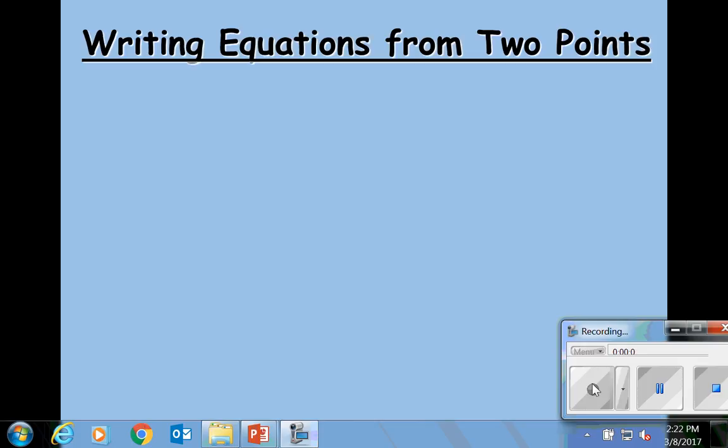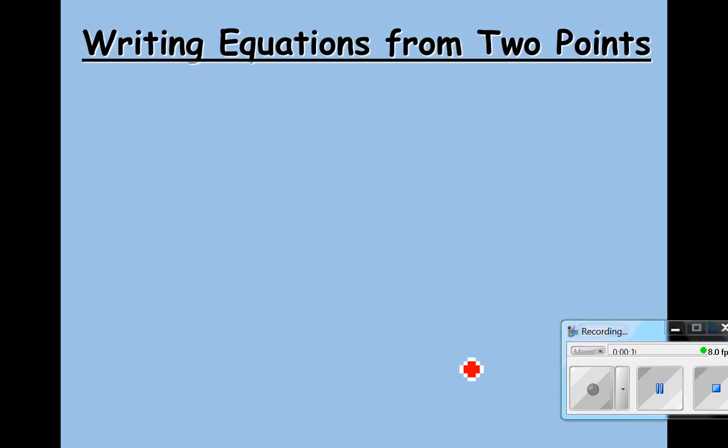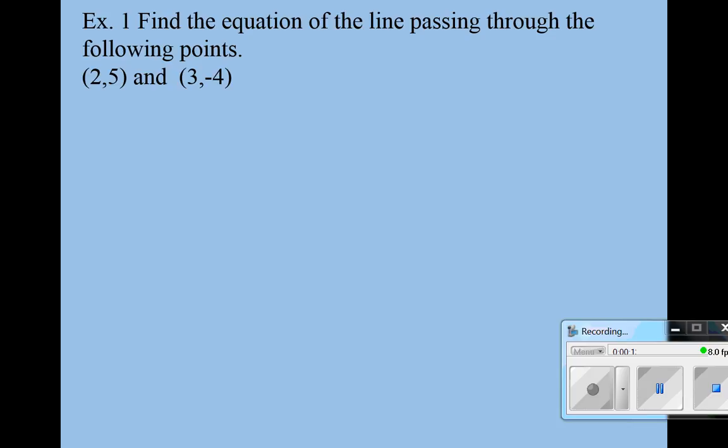Writing equations from 2 points is exactly like writing the equations from slope and a point, except we have to do one more step. We have to find the slope using the ordered pairs that were given. Please write example 1: find the equation of the line passing through the following points, (2, 5) and (3, -4).